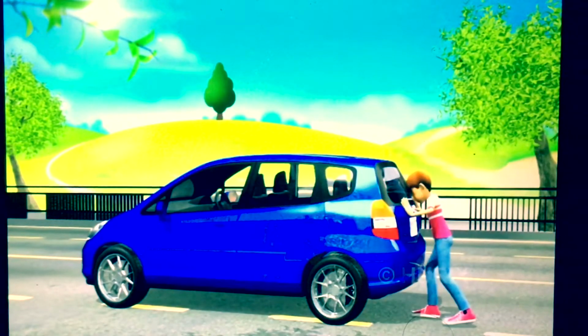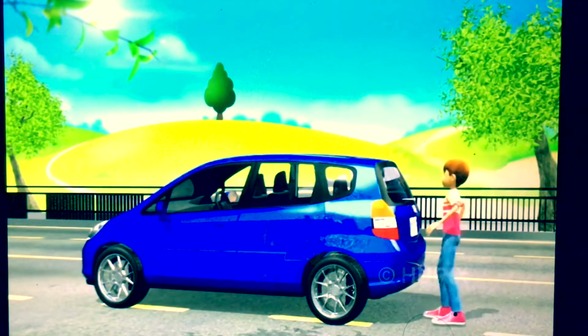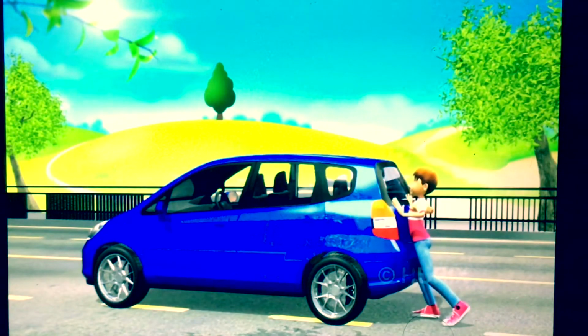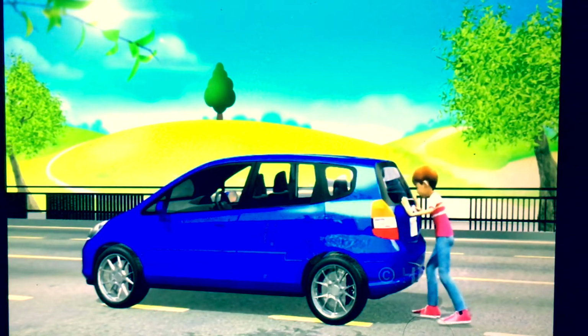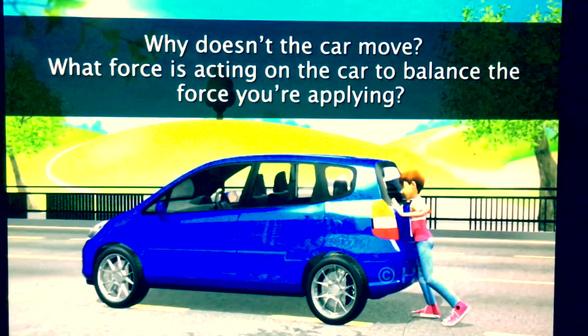Consider a scenario where your family car has broken down and you need to push it to the edge of the road or into a car park. The road is rough. Initially, when you start pushing, the car doesn't move at all. Why doesn't the car move? What force is acting on the car to balance the force you're applying?